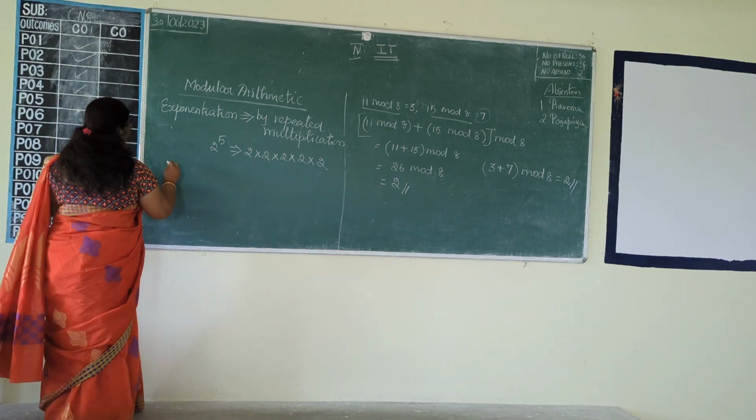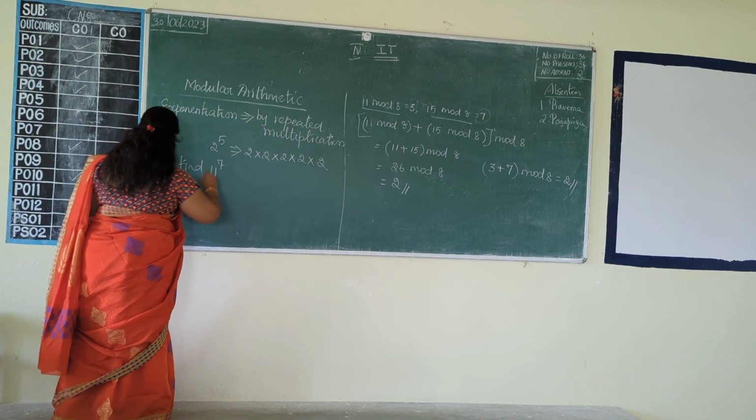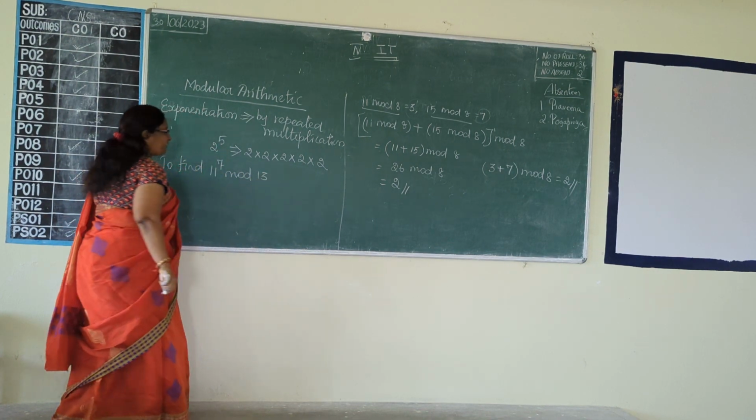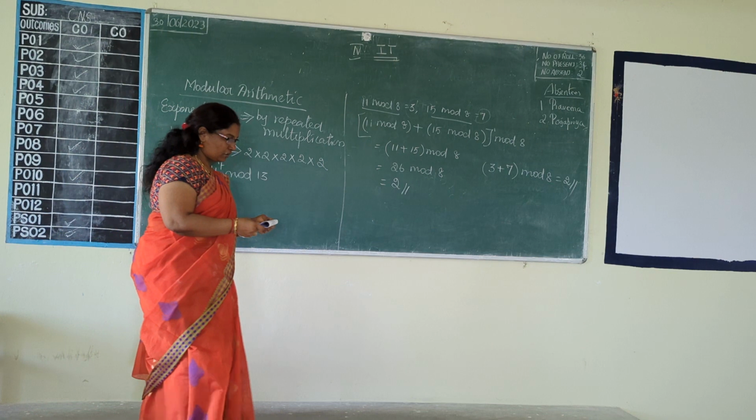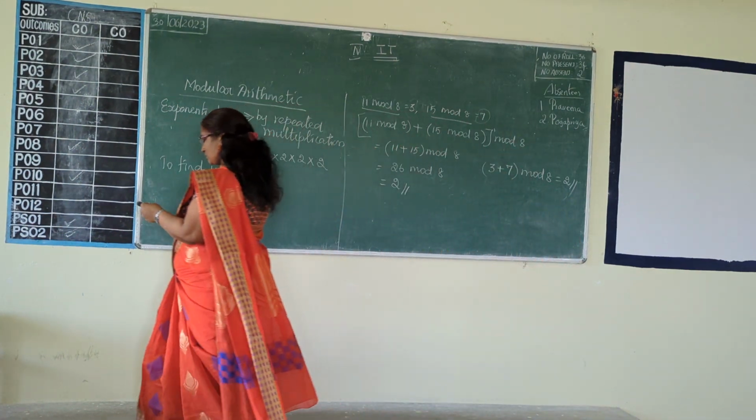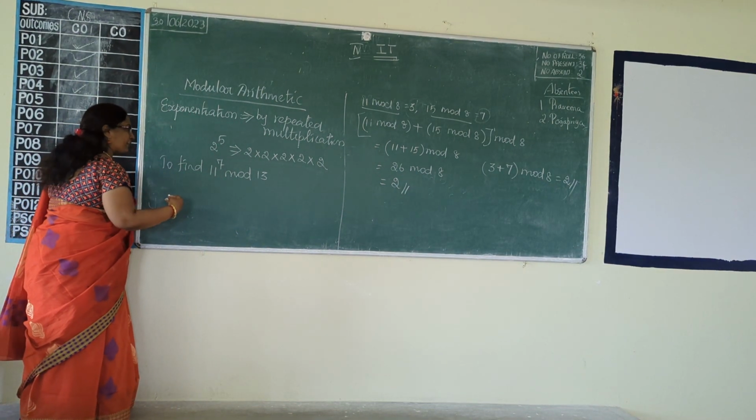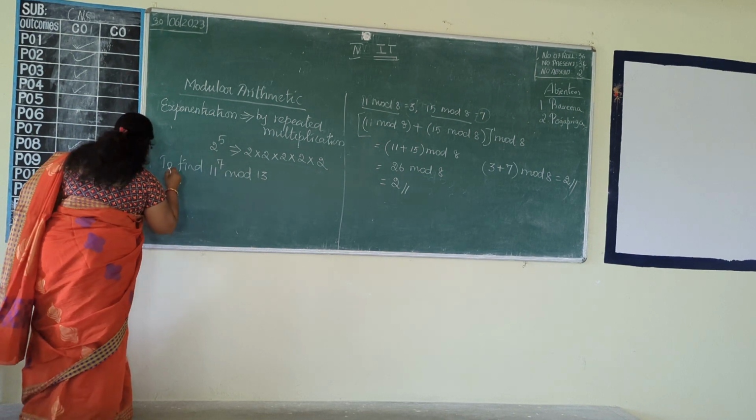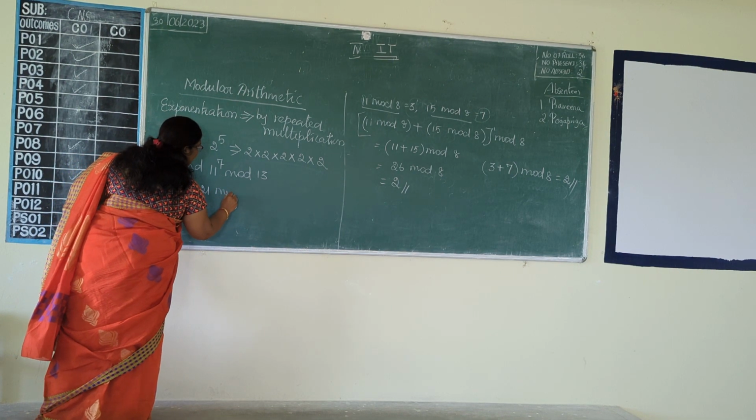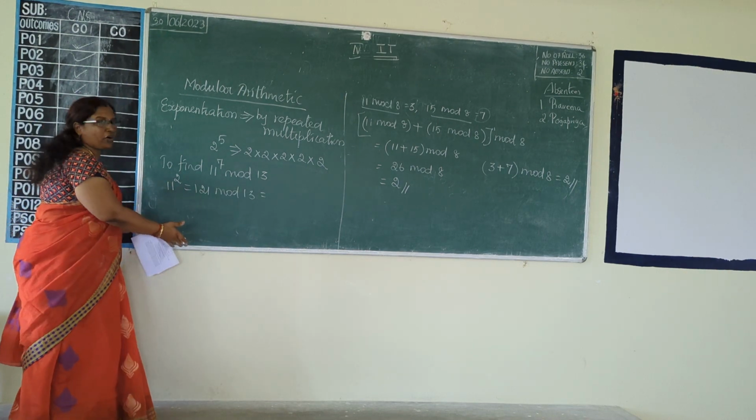I'll show you how to find 11 to the power 7 mod 13. How do we do this? We take the very simple order and then we proceed. So 11 square, that we know, is nothing but 121 mod 13. 120, so every way mod proceeds.